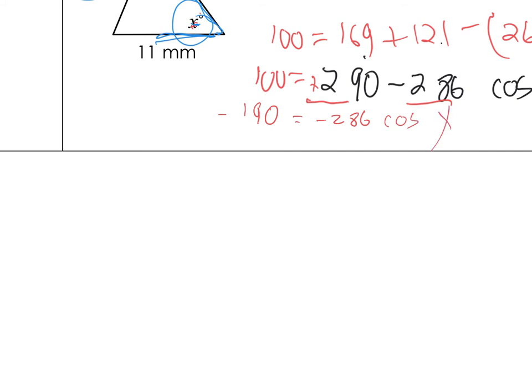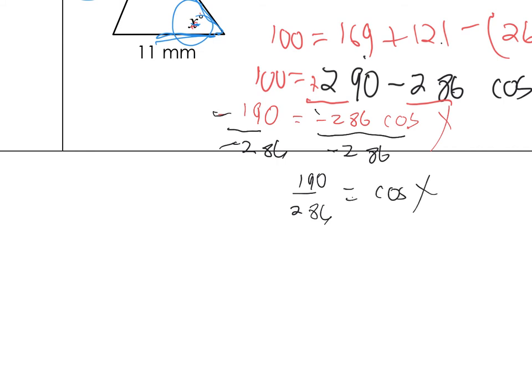My next step, get rid of the number that's being multiplied by the cosine. You always get rid of your plus and minuses first that are being added. Then you get rid of your multiplying. So I divide both sides by a negative 286. The negatives do cancel over here, and they also cancel here. So I don't know what that number is. I'm just going to write down a positive 190 over 286. I don't really care what the number is. I'm going to leave it on my paper. Equals the cosine of x.